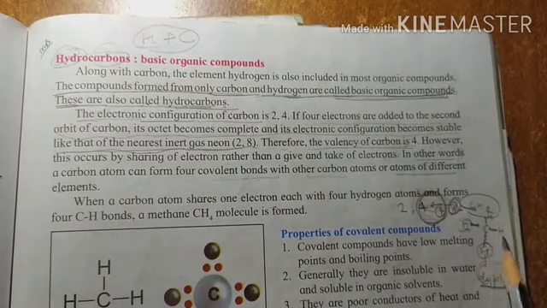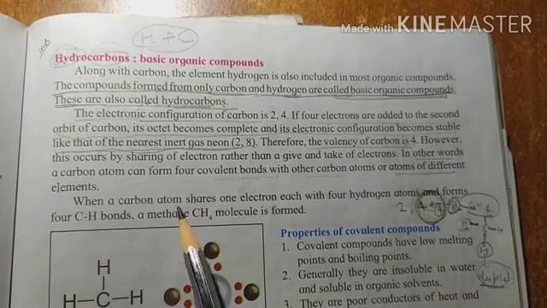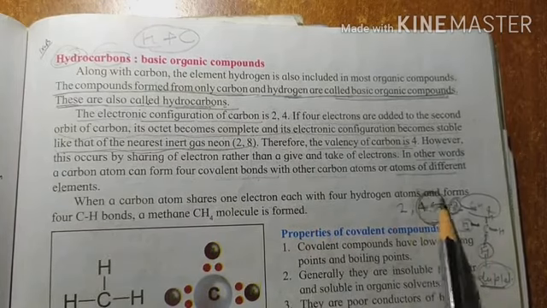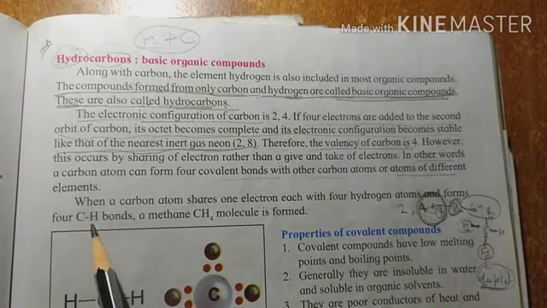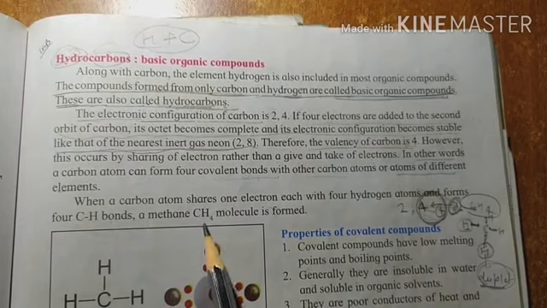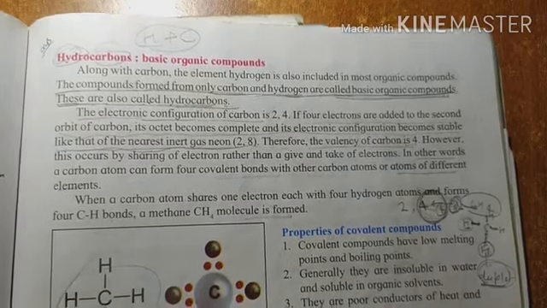Here is carbon, here is hydrogen. Elements are different. When a carbon atom shares 1 electron each with 4 hydrogen atoms and forms C-H bonds, C-H meaning carbon and hydrogen bonds, a methane CH4 molecule is formed. You can say this is the structure of methane.